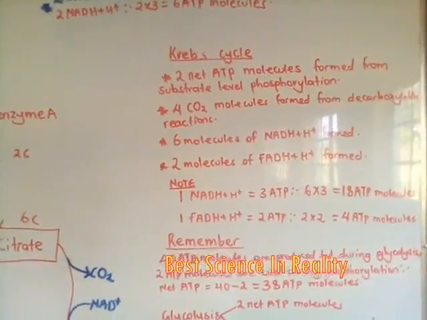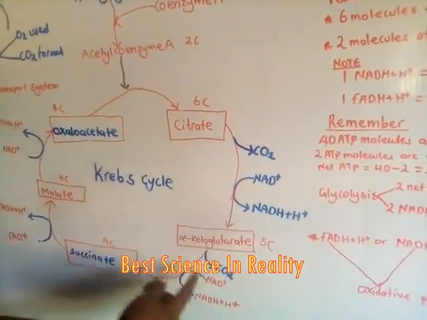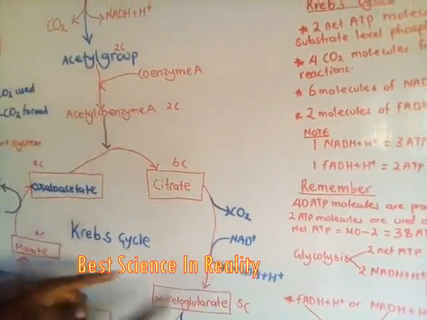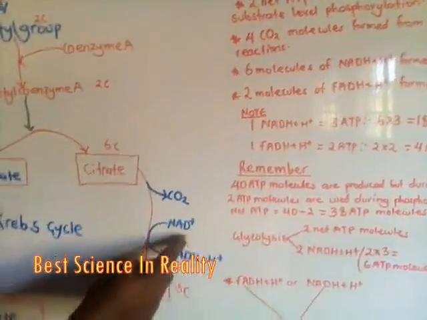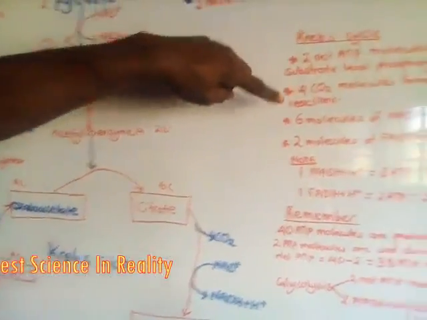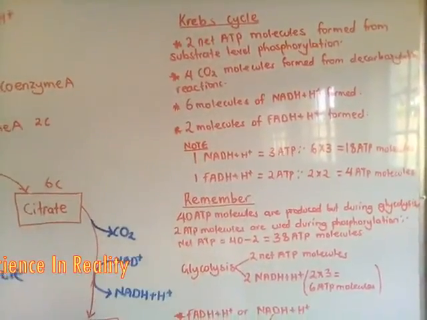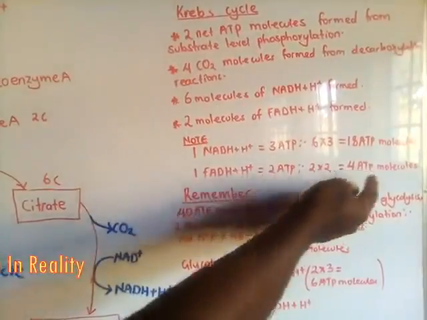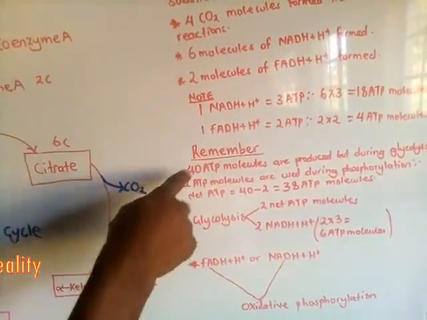Then we shall form 4 molecules of carbon dioxide, because we have the first decarboxylation here from citrate to alpha-ketoglutarate, then another one from alpha-ketoglutarate to succinate. So since we are having 2 molecules of acetyl coenzyme A, it means we are forming 4 molecules of carbon dioxide. Then we form 6 molecules of reduced NAD. One is here, another one is here, another one is here. So since the molecules of acetyl are 2, we shall form 6 molecules of NAD. And 1 NAD we said produces 3 ATP, so 6 times 3 we are forming 18 molecules of ATP, and we shall form 2 molecules of reduced FAD, and we are going to form 4 ATP out of them during oxidative phosphorylation. And in our bodies we are forming a total of 40 ATP.